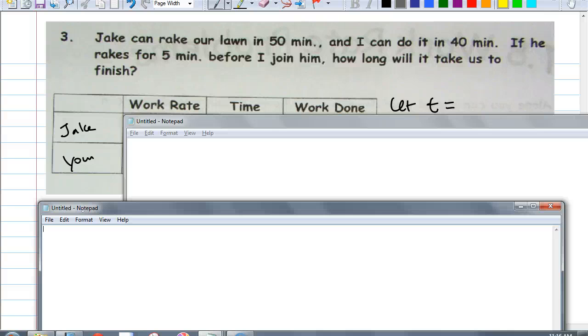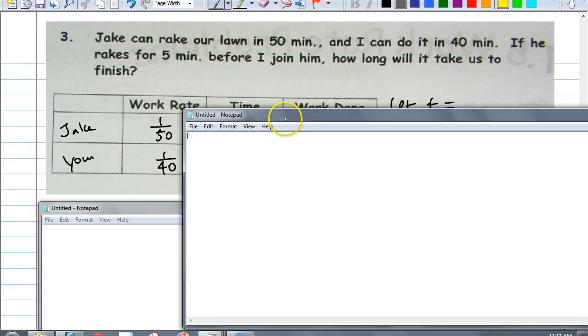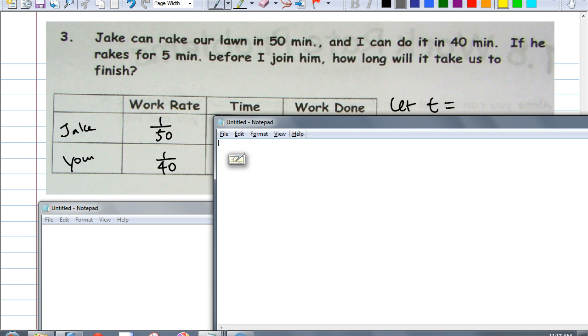So, Malia, what's the work rate for Jake? Say it again. 1/5? Is that how long it takes? 1/50 is correct. What about your work rate? How about Chansu? 1/40. Would you all agree, guys? Now, when does that 5-minute play here?